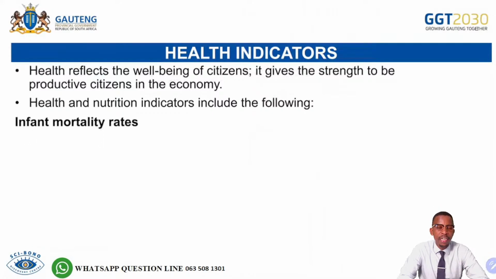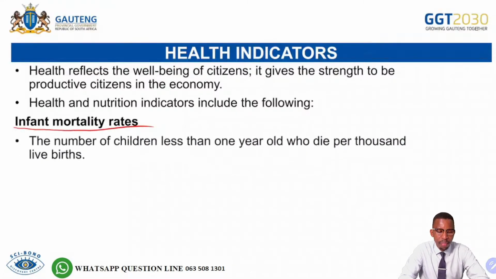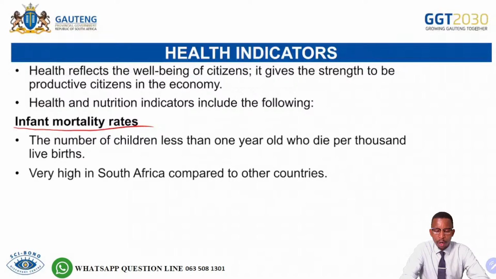Infant mortality. Remember, infant mortality refers to children that die before reaching 1 year old. That's the infant mortality rate. It is the number of children less than 1 year old who die per thousand live births. It is very high in South Africa compared to other world countries.